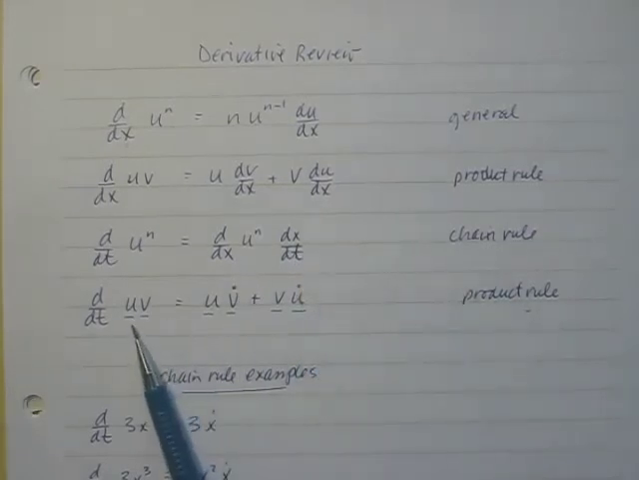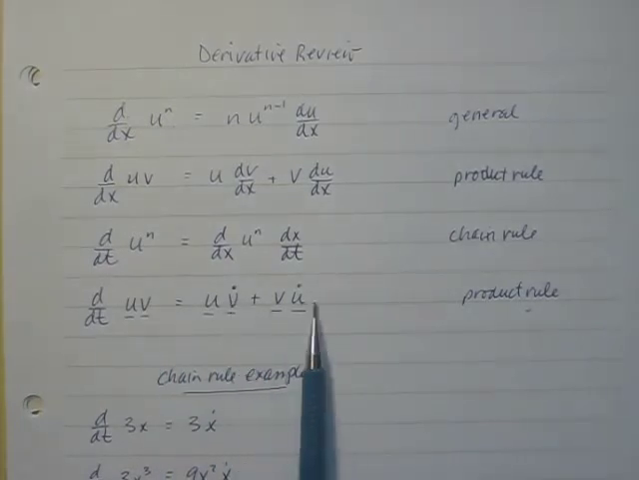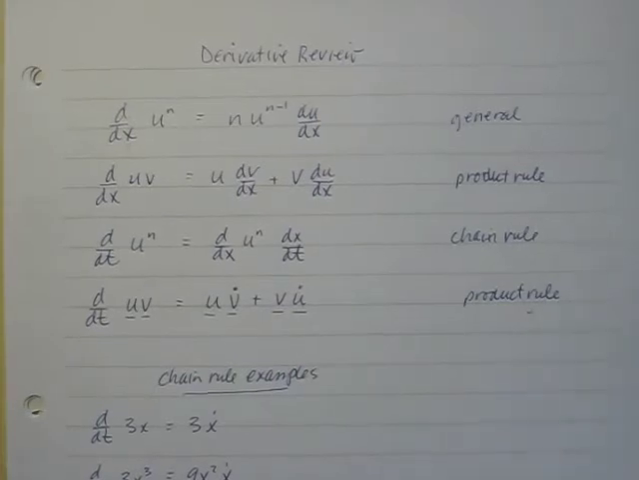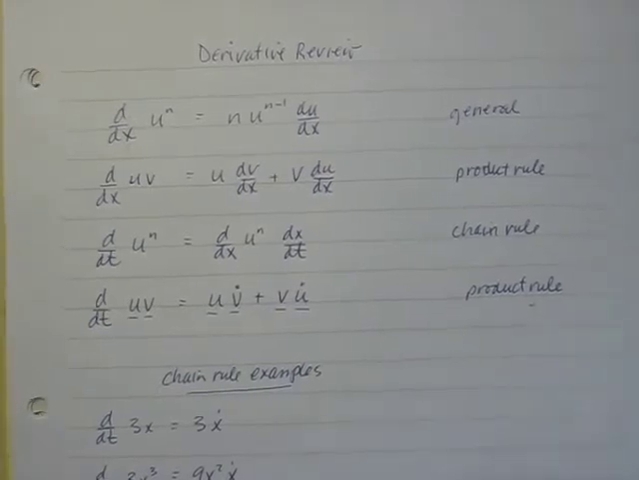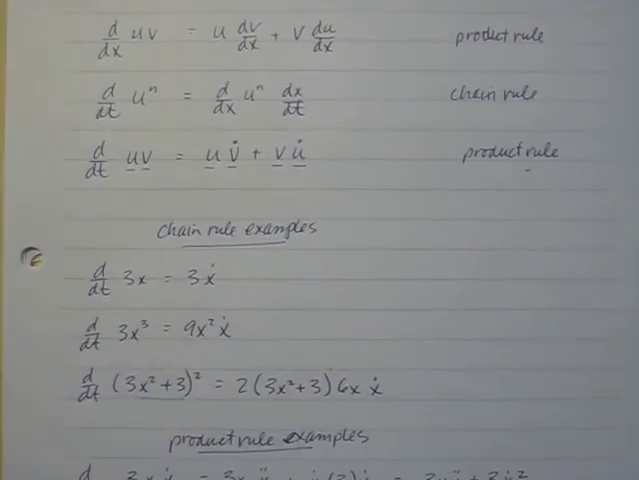Same thing with the product rule. We have u times the derivative of v plus v times the derivative of u. And here we'll use the v dot and u dot, designating that these are time derivatives, dv dt and du dt. Okay, so here are some simple examples of chain rule.